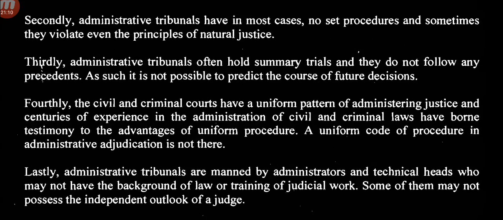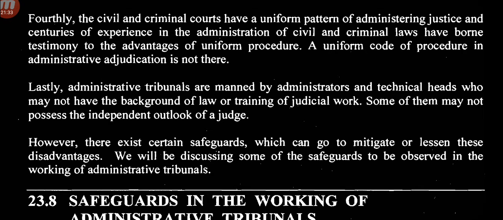Secondly, administrative tribunals have in most cases no set procedure, and sometimes they violate even the principles of natural justice. Thirdly, administrative tribunals often hold summary trials and they do not follow any precedents. As such, it is not possible to predict the course of future decisions. Fourthly, the civil and criminal courts have a uniform pattern of administering justice, and centuries of experience in the administration of civil and criminal laws have borne testimony to the advantages of uniform procedure. A uniform code of procedure in administrative adjudication is not there. Lastly, administrative tribunals are manned by administrators and technical heads who may not have the background of law or training of judicial work. Some of them may not possess the independent outlook of a judge.